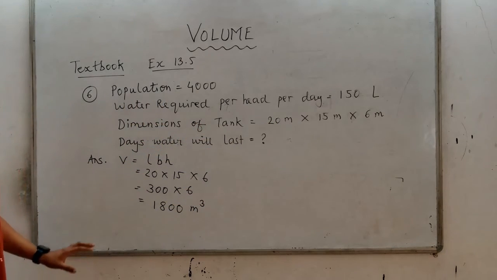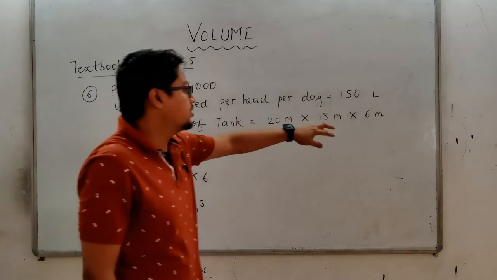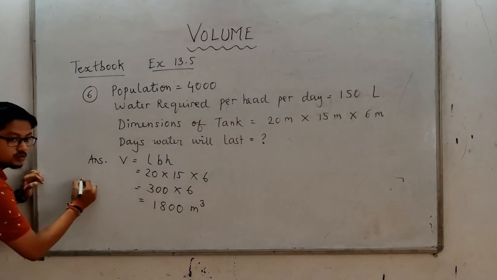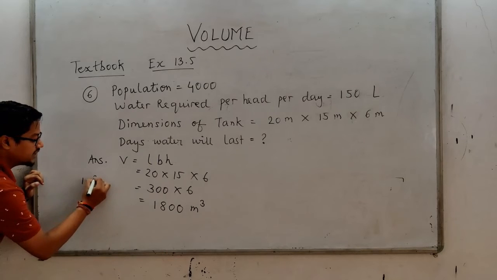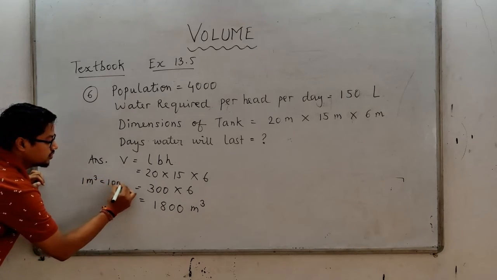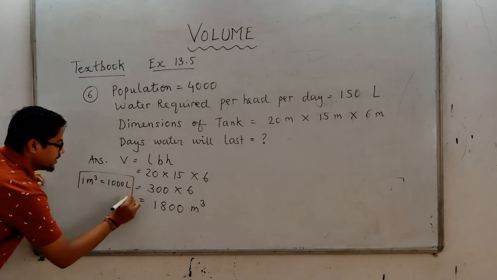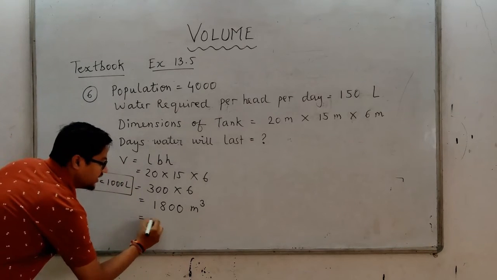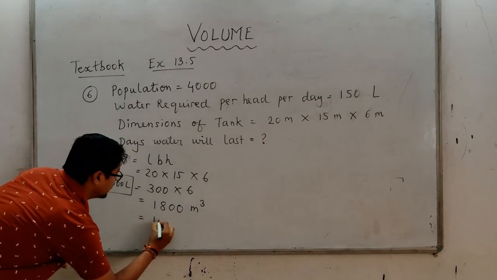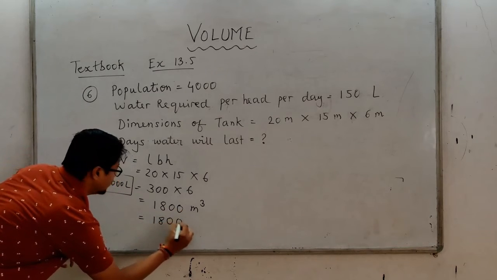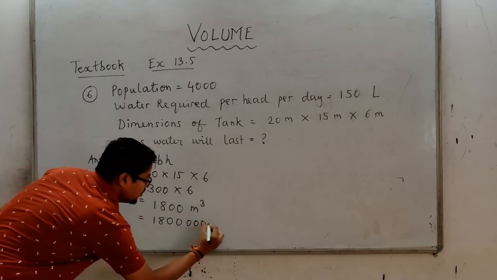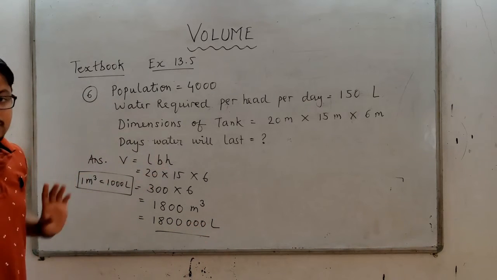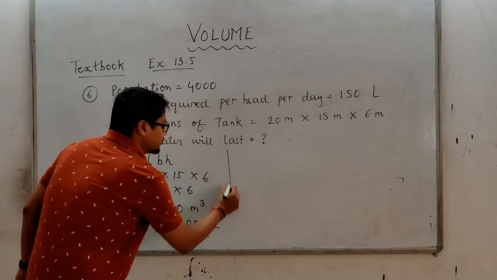Now because students, we are dealing with water and the unit of the water available is in liters, please remember the relation I gave you in the previous question, that 1 meter cube will be equal to 1000 liters. So using this relation, 1800 meter cube will be equal to 1800,000 liters of water. So this is the entire amount of water that is available in the water tank. This is the first part of the question.